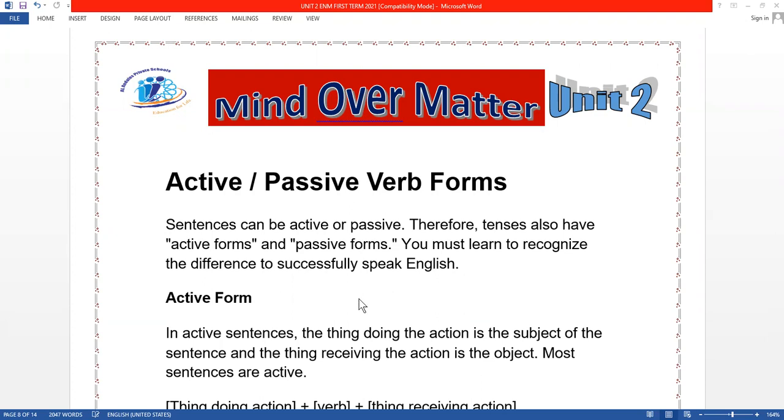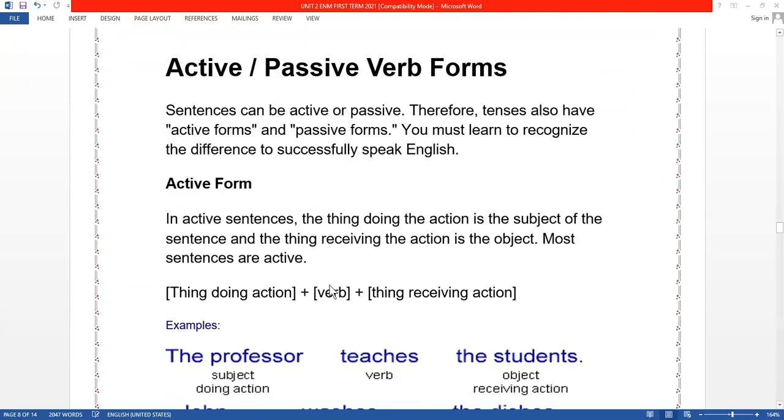For example, when I say, my mom cleans the house every week, this is an active sentence. My mom is the subject of the sentence, cleans is the verb, the house is the object. So if I say the house is cleaned every week by my mom, this is a passive sentence.